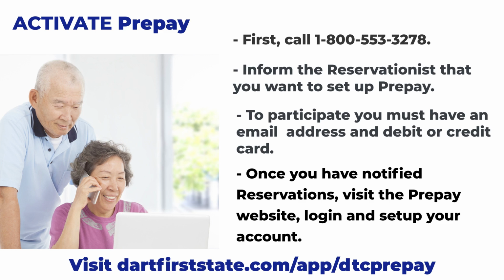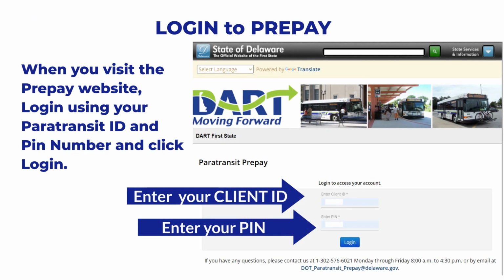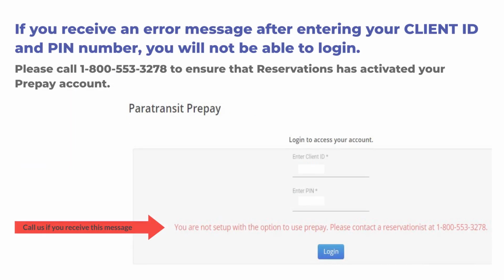Visit dartfirststate.com/app/DTC Prepay. Log in to Prepay. When you visit the Prepay website, log in using your Paratransit ID and PIN number, and click Login. If you receive an error message after entering your client ID and PIN number, you will not be able to log in. Please call 1-800-553-3278 to ensure that Reservations has activated your Prepay account.